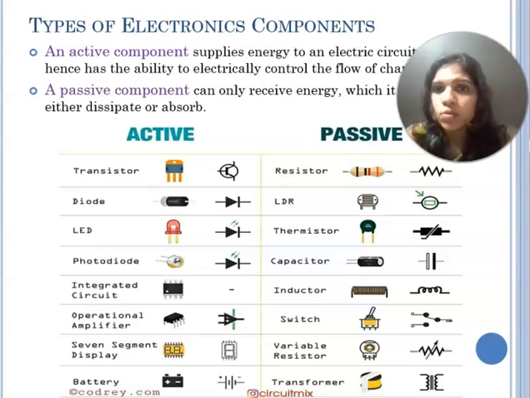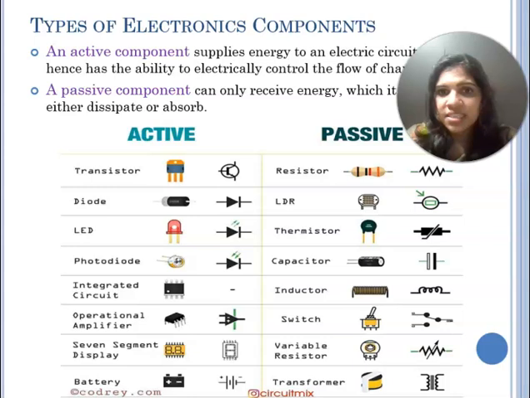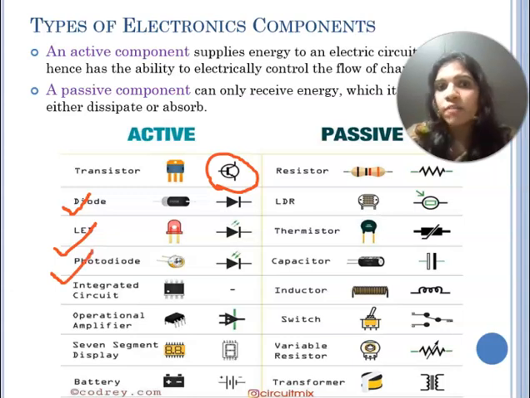So which are those active components and passive components? See, the symbol of a transistor, then diode. These are all power sources. Then an LED. LED is a power source of light. Then a photodiode. When the light hits this photodiode, it emits some sort of energy. Then IC, then op-amp. Then you have an LCD display, 7-segment LCD display. You have a battery. Battery is a power source.